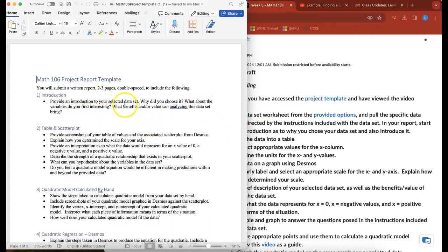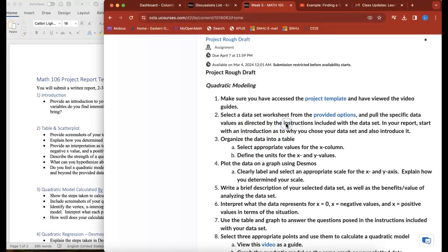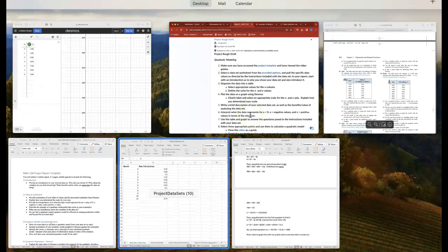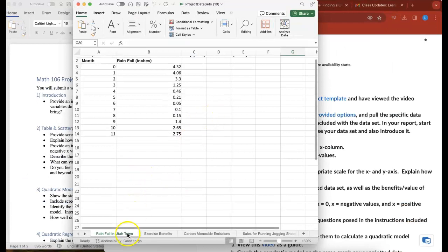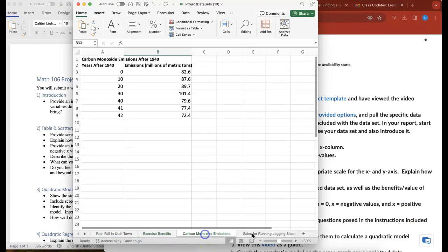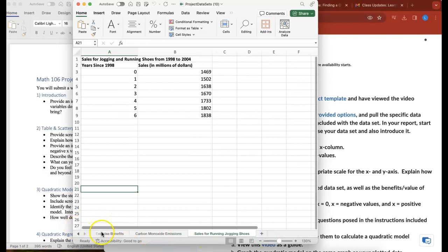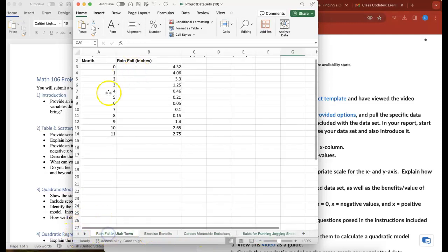Okay, so now you have this outline that you're going to follow, but what are you using? There will be provided options. So you are going to have these data sets. The first thing I need to point out are the tabs at the bottom. You have 4 choices. Don't just choose one and then choose some within it. You need to use the entire data set.